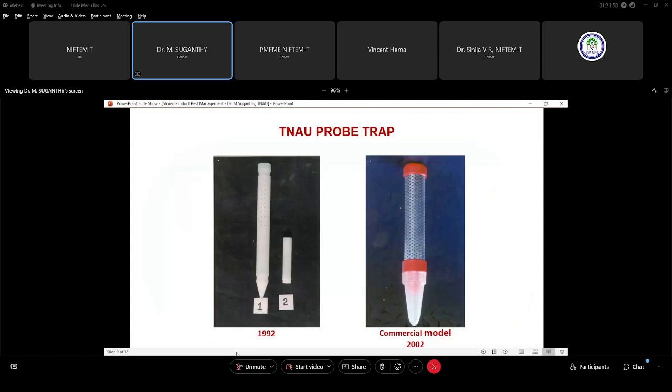We are going to see them one by one. This is called the TNAU probe trap. So this is the model. The one on the left is the one developed during 1992.